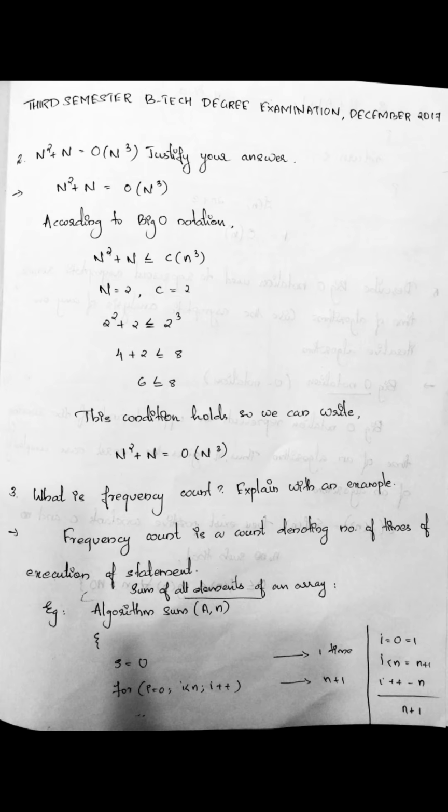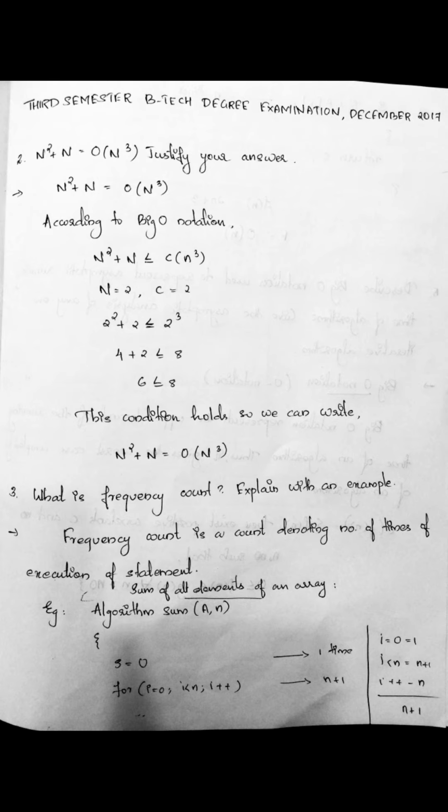Next question, what is frequency count? Explain with an example. Frequency count is a count denoting number of times of execution of the statement. Example, sum of all elements of an array. In this program, s equal to 0 executes one time.